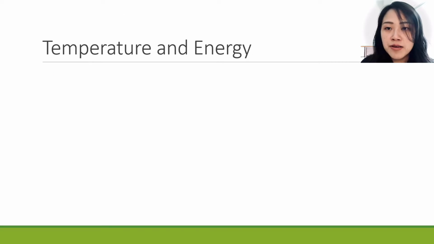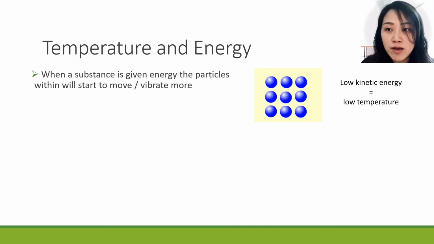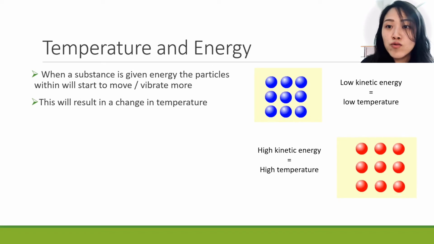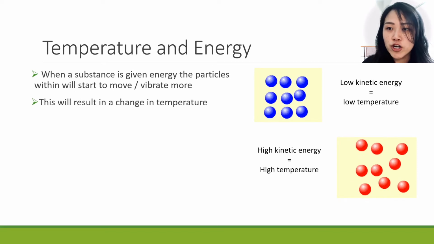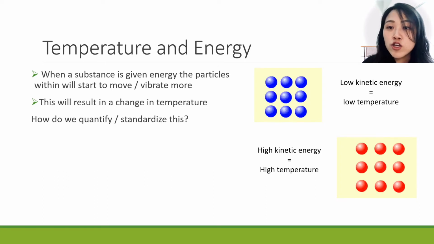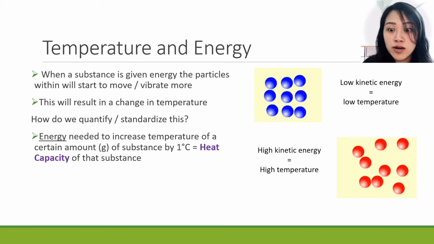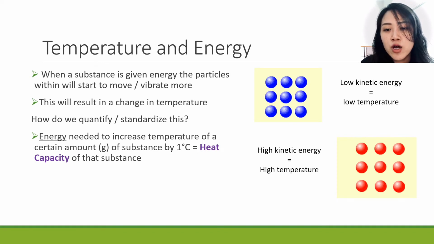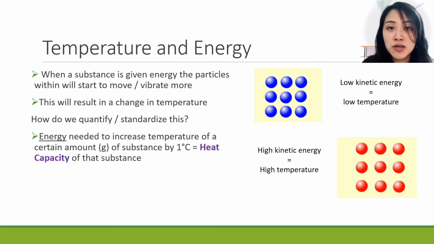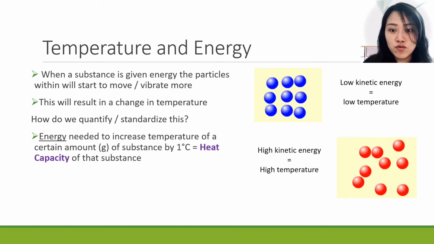So when a substance is given energy, the particles within it will start to move or vibrate more, like this, okay? So this will result in a change in temperature. More kinetic energy, higher temperature. The question for us then is, how do we quantify this? So we define heat capacity as the energy needed to increase the temperature of a certain amount of substance by 1 degree.